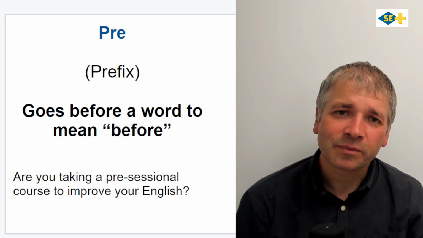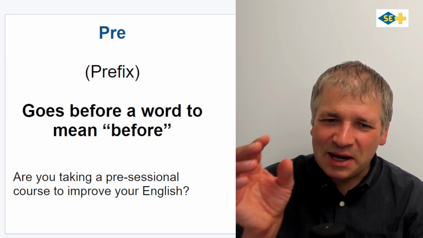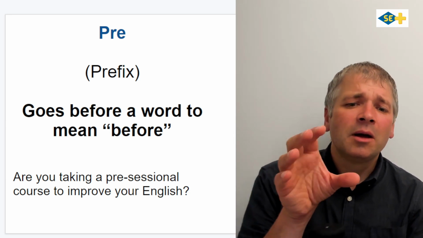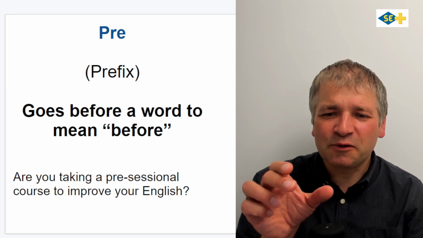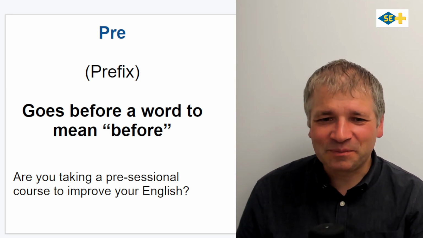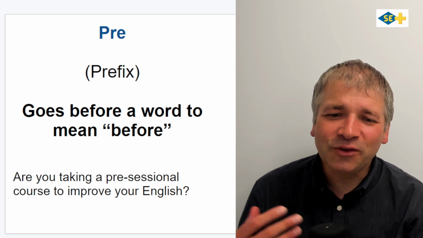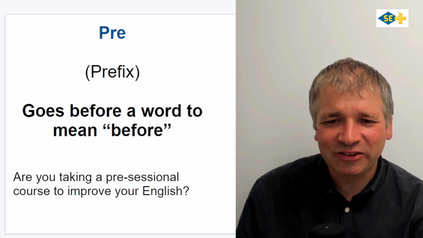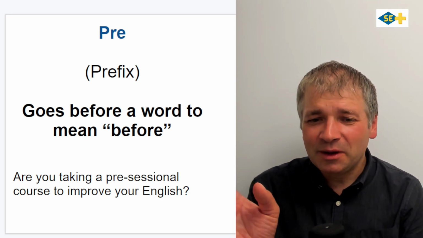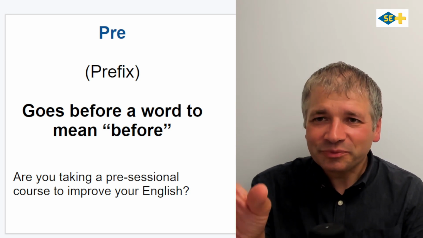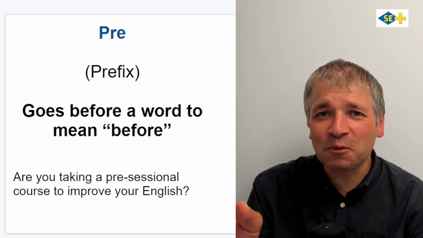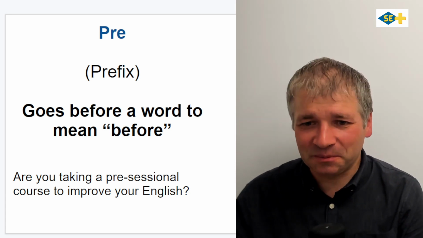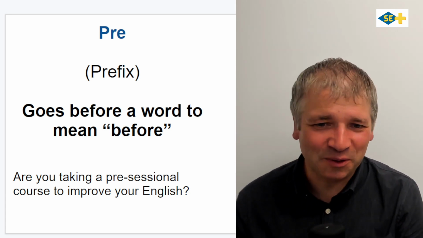Pre. This is a prefix, so it's a little word that goes before another word. And here it means before in the sense of before this word happens. So in the example, are you taking a pre-sessional course to improve your English? So sessional comes from session. So perhaps your main course will be your session. And pre means before that session. So it's a course before your course, pre-sessional.